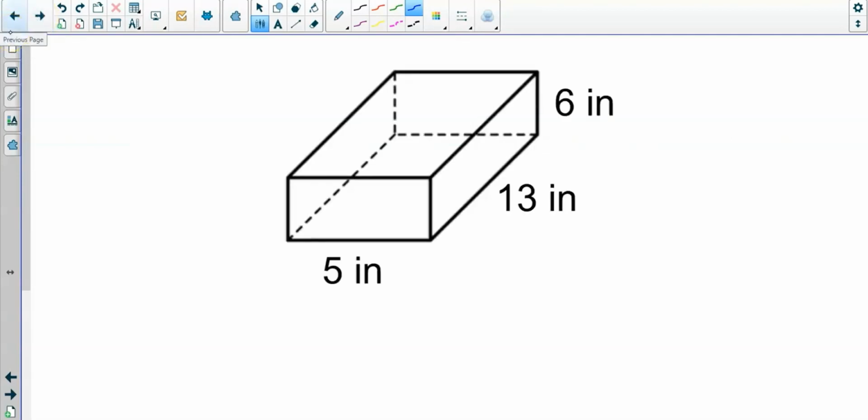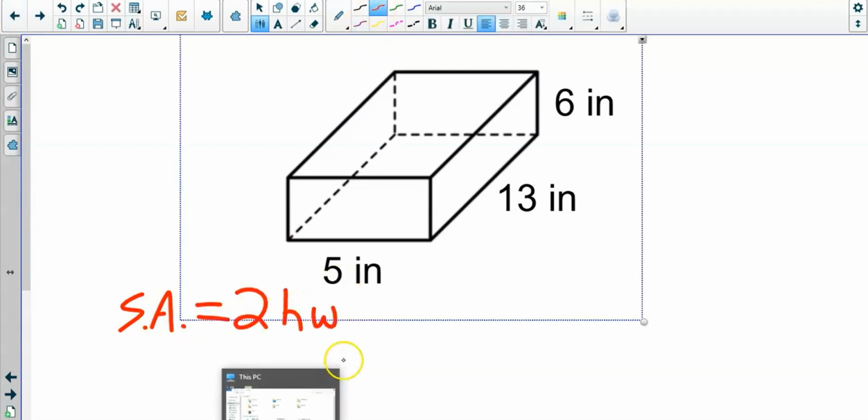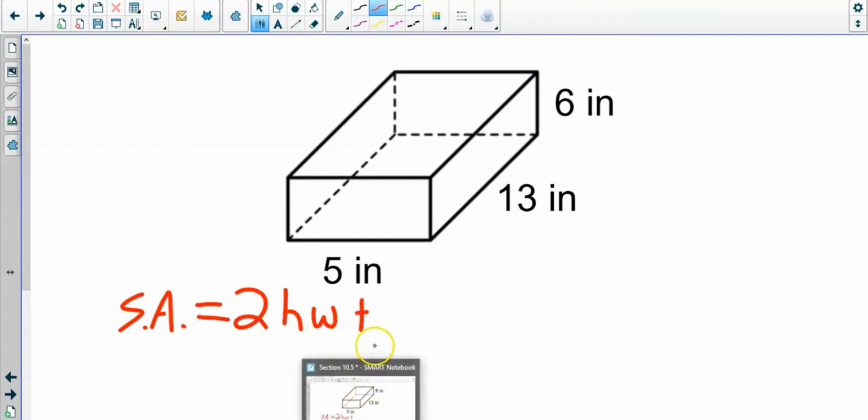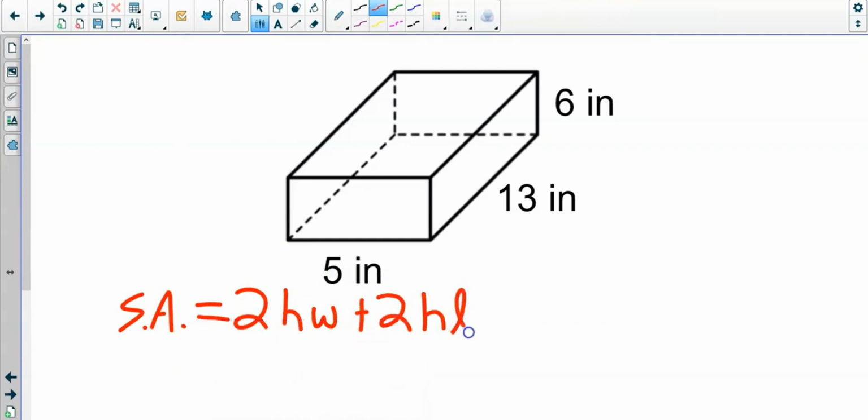Here's a shape. Is this a prism or a cube? And you are correct. It is a prism. The reason why it's a prism is because all the numbers are not the same. If all the numbers were the same, it would be a cube, and I would run the cube formula. So what I need to do is run the surface area formula that says I'm going to take 2 times the height and the width, plus 2 times the height and the length, plus 2 times the width and the length.